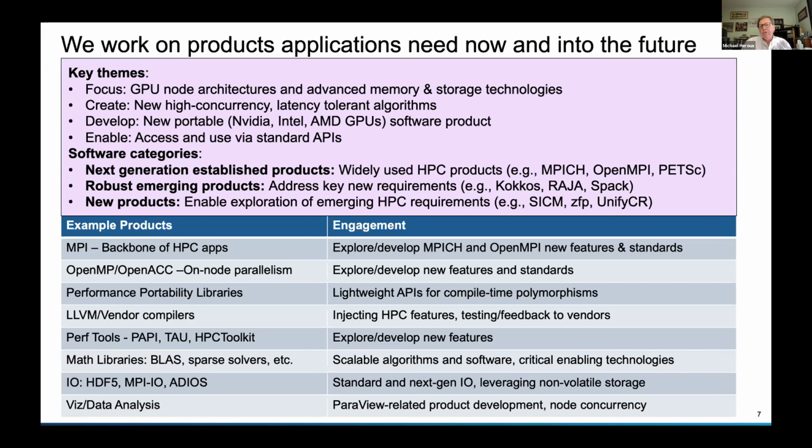And then also there are new efforts that are emerging. SICM is a simple interface to complex memory. ZFP is a compression library. UnifyFS provides rapid in-memory or solid state I/O capabilities. And then all of these products that are here on the list here that I won't go through in detail.